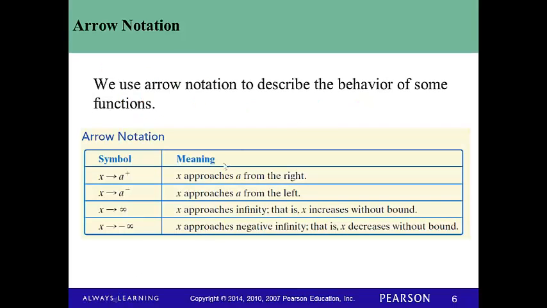So arrow notation. We use arrow notation to describe the behavior of some functions. The first one says the following: x approaches a from the right. So x is approaching a from the right, which means if I had a graph, so let me draw a graph.